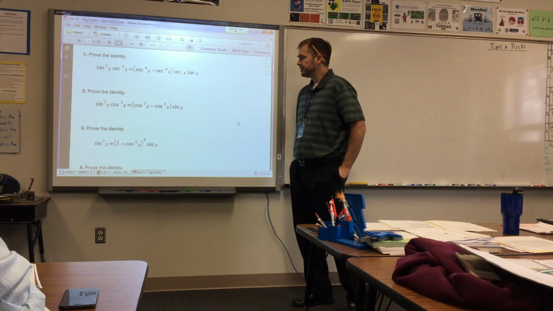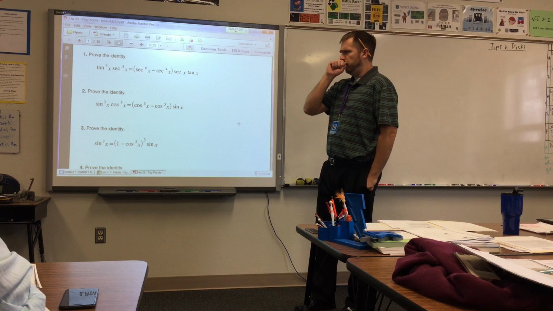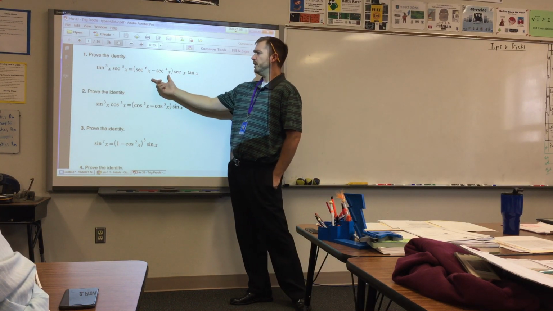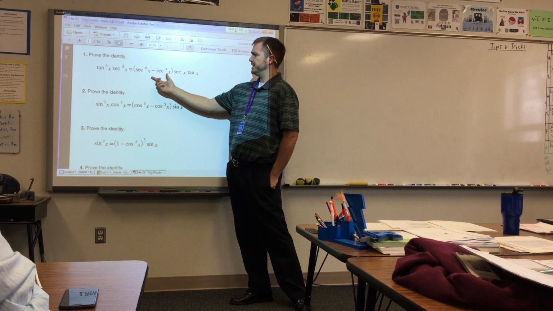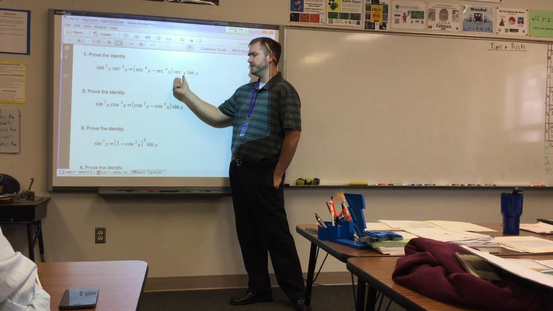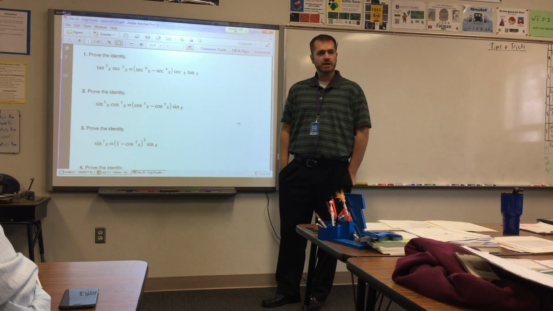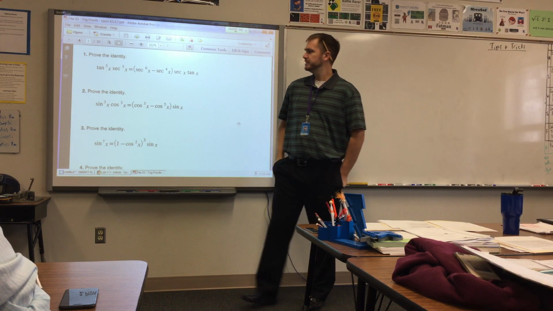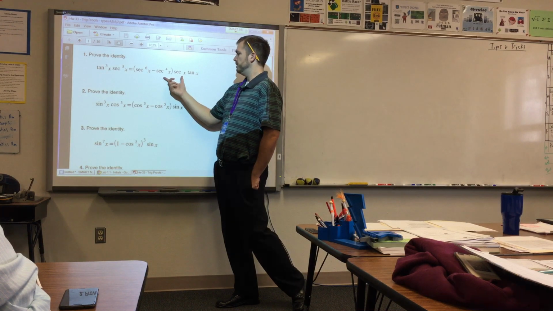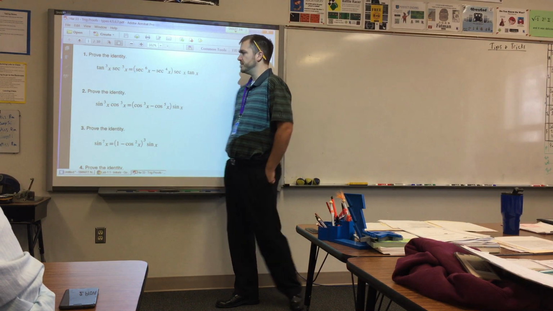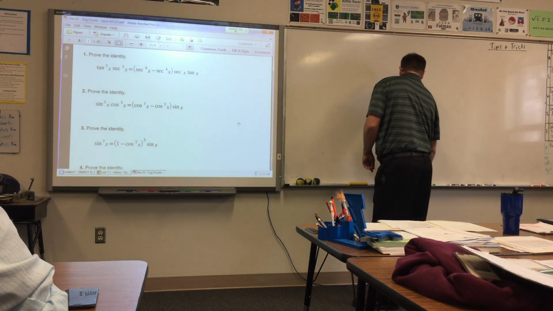Prove the identity. Tangent cubed x times secant to the fifth x equals quantity secant to the 6x minus secant to the fourth x times secant x tangent x. Now, I don't know about you, but in this case, the right-hand side looks a little more complicated than the left-hand side. All right, but anyway, as always, we will start with the left-hand side and see what we can do with that.